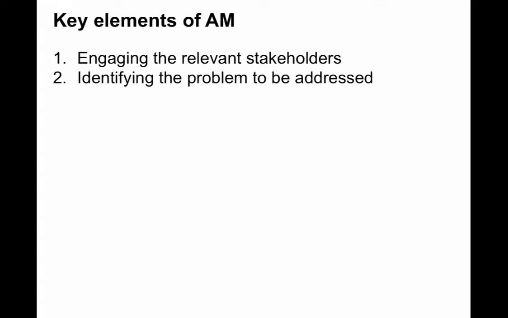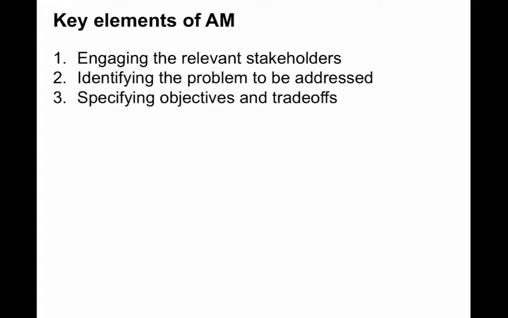In our case, we're going to restore some specific structural or functional component of an ecosystem, and we need to clearly identify that early on in the process. A third thing that's critical with adaptive management is that we need to clearly specify the objectives of the restoration project and clearly identify possible trade-offs early on.